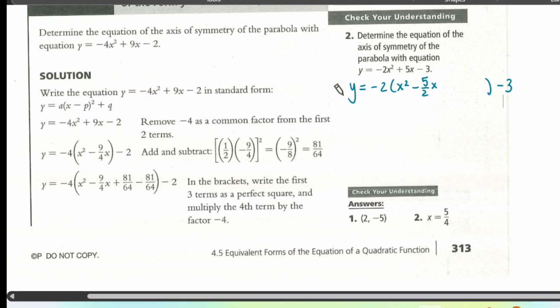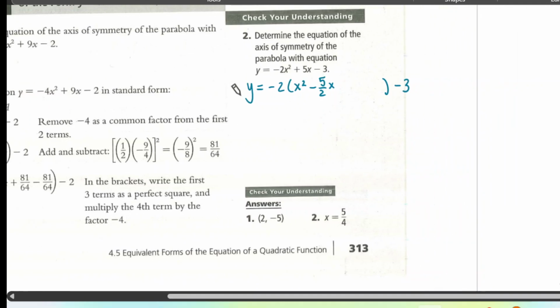Now, the number we're going to add, I'm just going to write this on the side, to make the perfect square, is we divide that b value by 2 and we square it. If it's a fraction, think of dividing by 2 as multiplying by 1/2, and we're going to square it. So this is -5 over 4 all squared, which is 25 over 16. That's what we're going to add to make this perfect square trinomial.